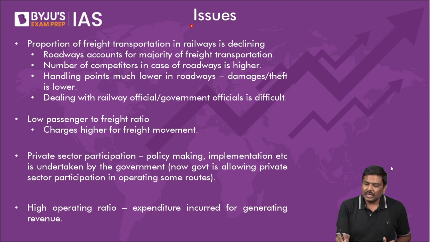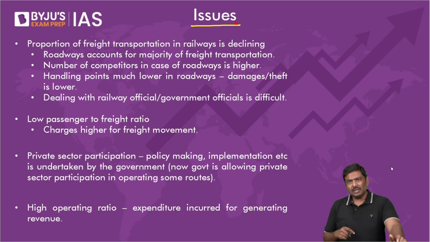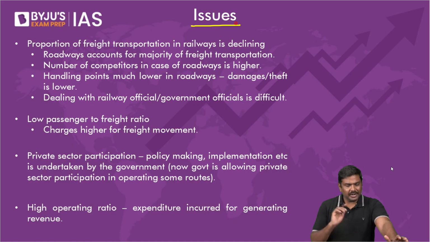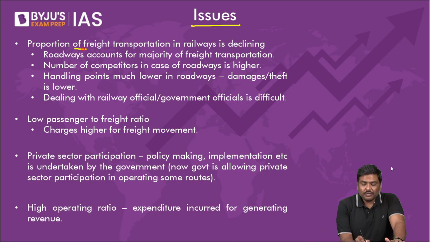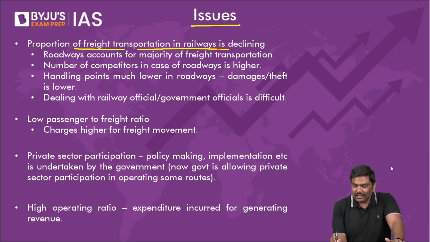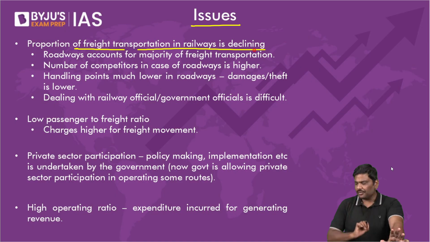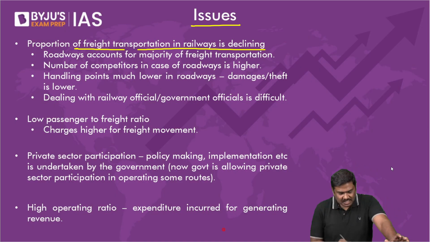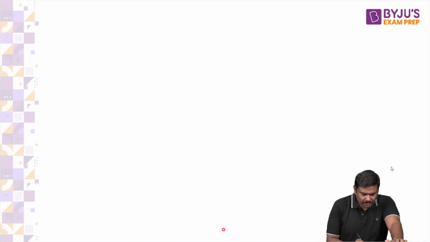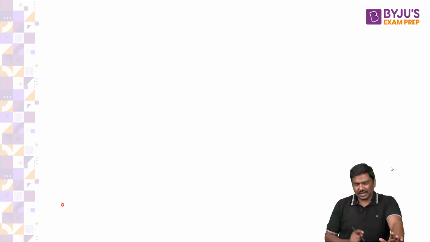Now, what are the issues in railways? What are the problems in the railway sector? Point number one, the proportion of freight transportation in railways is declining. What do you mean by this? Please listen to me very carefully now. We can use different modes of transportation in India.